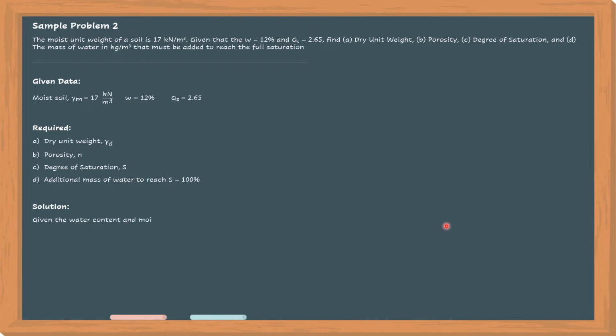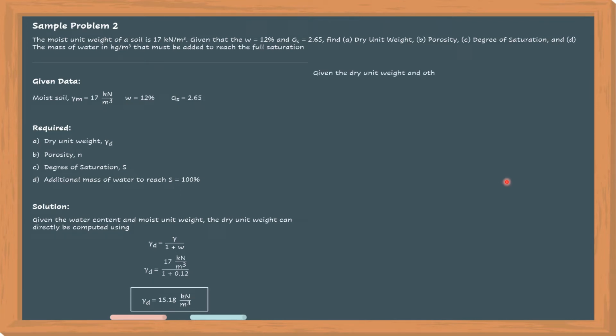Solution. So given that we have a known water content and a known moist unit weight, we can directly solve for the dry unit weight. So isa yan siya sa mga trick, no? Pag given ang moist unit weight and water content, you can directly solve for the dry unit weight. And they are related according to this formula. So gamma sub D, or the dry unit weight, is equal to the moist unit weight over 1 plus water content. So substituting the given data, the dry unit weight is equal to 15.18 kilonewton per cubic meter.